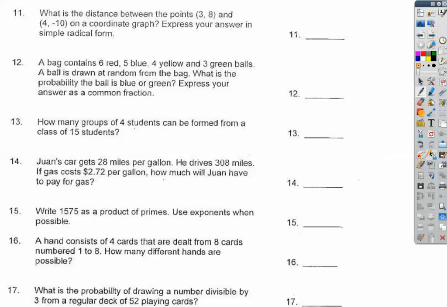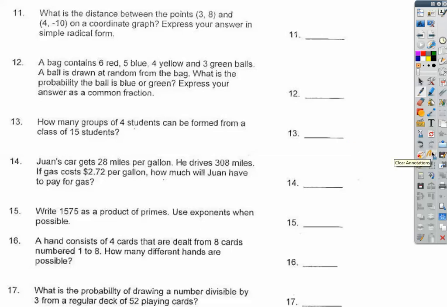All right, so 6 plus 4 is 10, plus 5 is 15, plus 3 is 18. So we have 18 total balls in the bag, and then I have blue or green. I have 5 blues and 3 greens, so that's 8. So then I have to reduce this, 2 goes into both. So 4 over 9. So then 13.